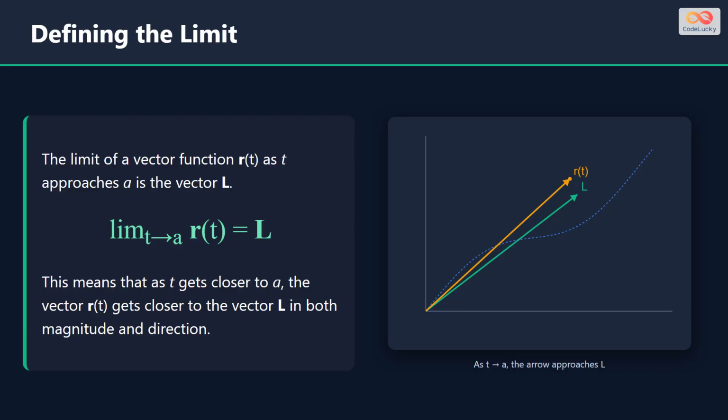So, what does it mean to take the limit of a vector function? If we say the limit of r of t as t approaches a is some vector L, we mean that as the input t gets closer and closer to the number a, the output vector r of t gets closer and closer to the vector L, both in length and direction.